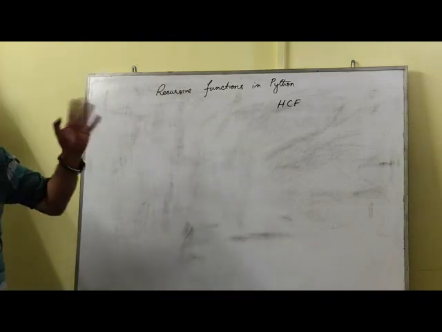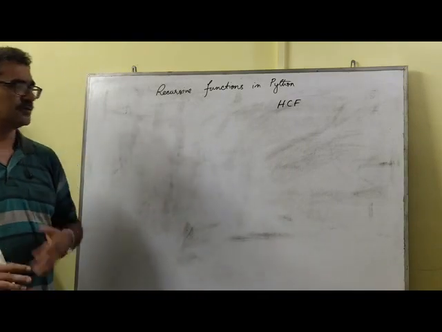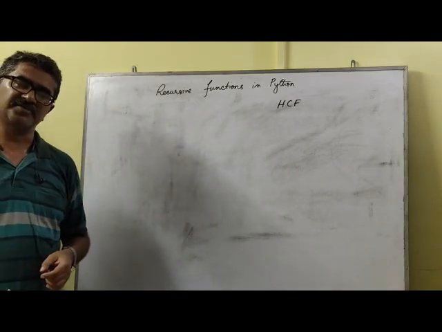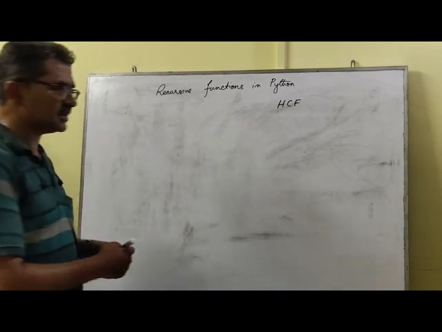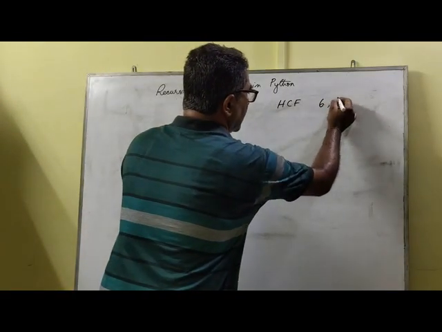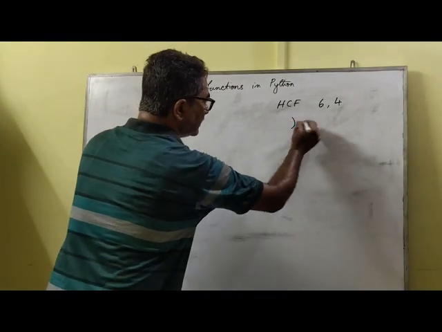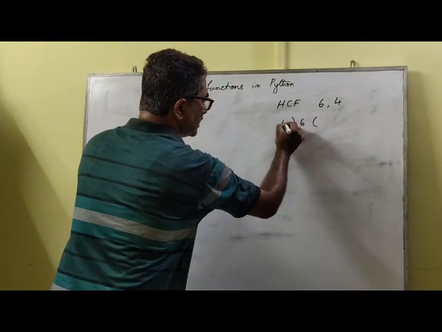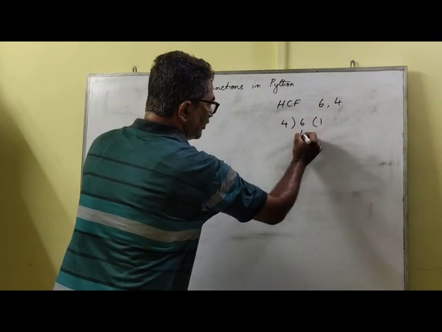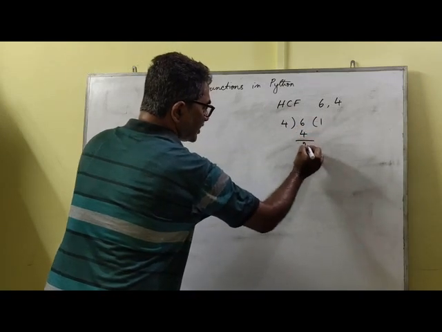Now, let's try to understand the solution for finding the HCF between two numbers. Suppose we have two numbers 6 and 4. How do we find the HCF? So what we do is we start dividing the larger number by the smaller number. So 4 ones are 4. The remainder happens to be 2.